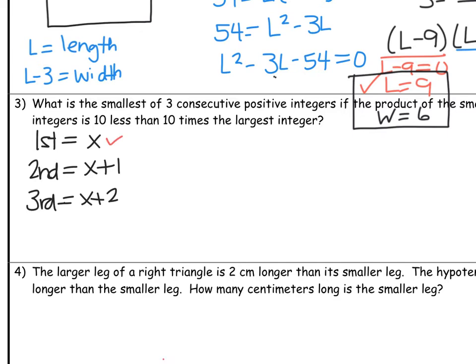What is the smallest of 3 consecutive positive integers if the product of the smaller 2, which is x times x plus 1, is 10 less than 10 times the largest? So the largest is x plus 2, and it's 10 less than that.